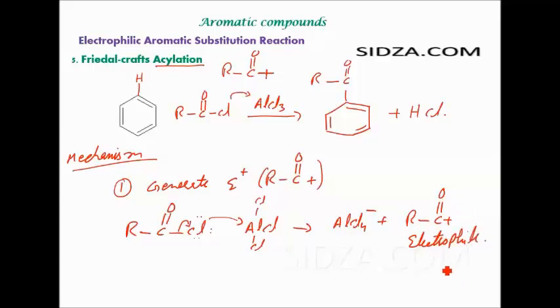And then the same RCO positive attacks the benzene ring over here, replaces the hydrogen there, and you get this compound and form the HCl.